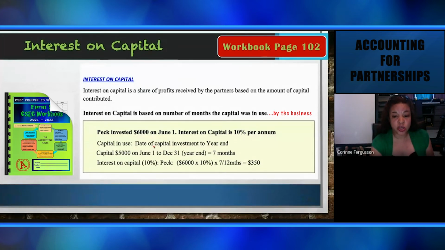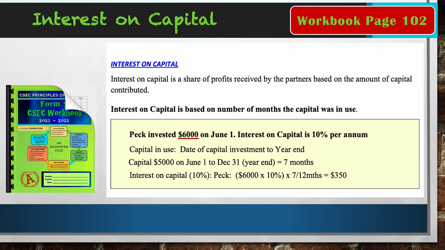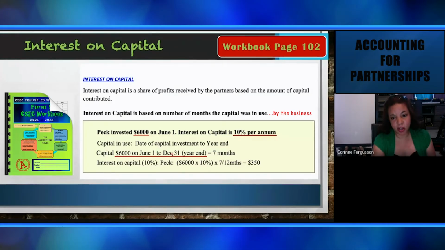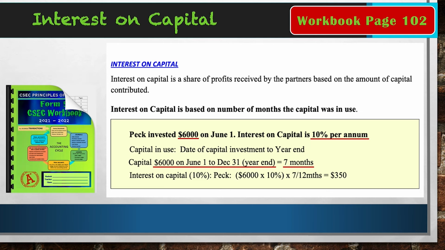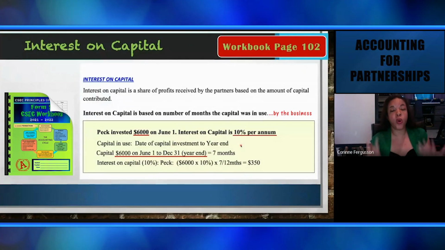So what you will do is look at when it was invested: $6,000 invested on June the 1st, and the year ended on the 31st of December. If you count it out, we used the money for the full June, July, August, September, October, November, December. So that will be the full 7 months out of the 12 months. So you can only get the interest for 7 months.